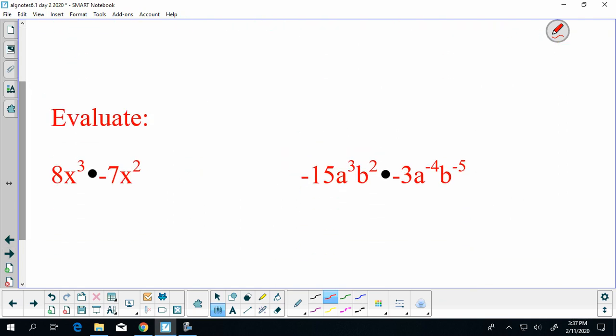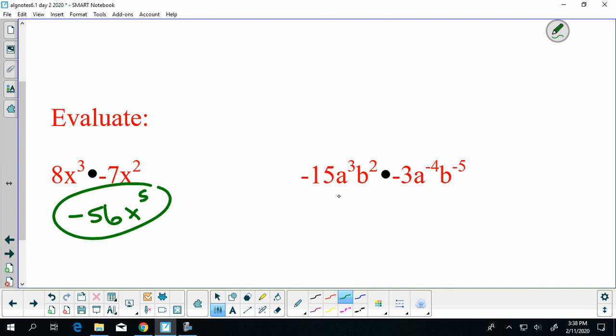So I hope that helps. I hope that it helps explain if you were absent or you don't understand or you're trying to help at home. We can do these last two here. We've got time to do those. So if I multiply 8 times negative 7, that is negative 56. And x to the third times x to the second is x to the fifth. And that's the final answer.